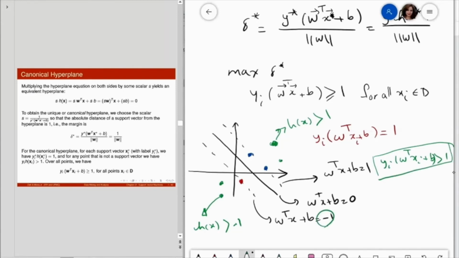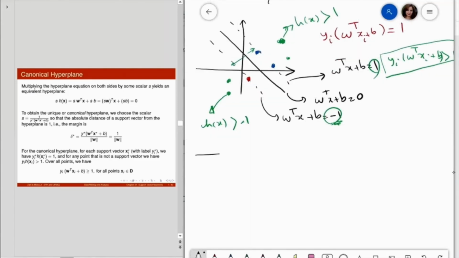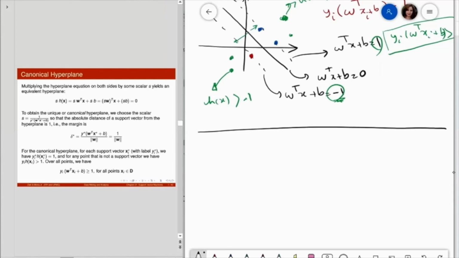Now, where did I get this 1? Let's look at where I got these parallel lines that have 1 here. Didn't we say that we want to maximize the margin? Then why do we have 1s here? Let's see why we have that. We said that our separating line or our classifier has this format: h of x is equal to W transpose x plus b equals 0. So I can write this line like this.